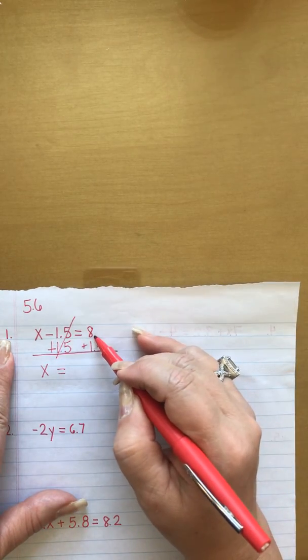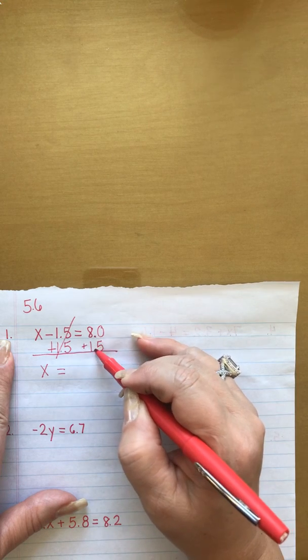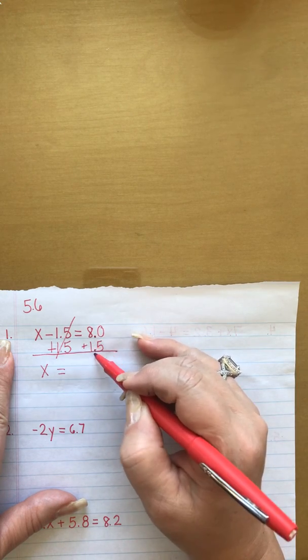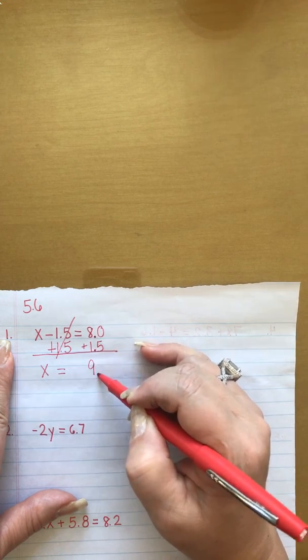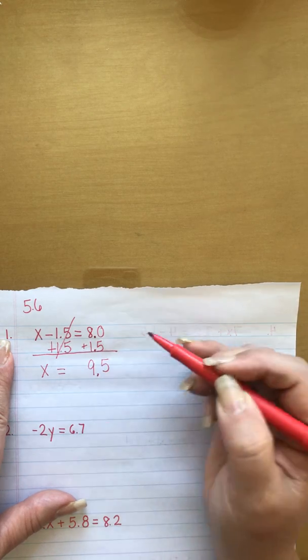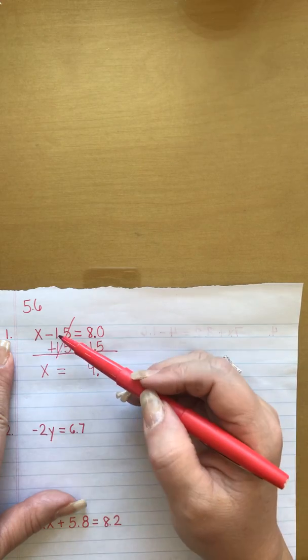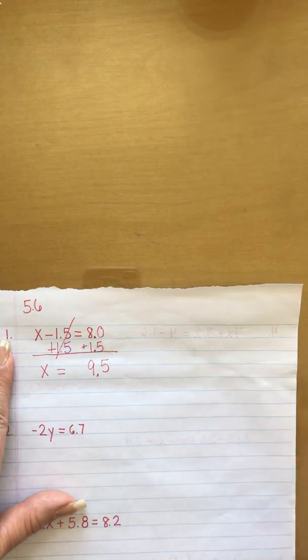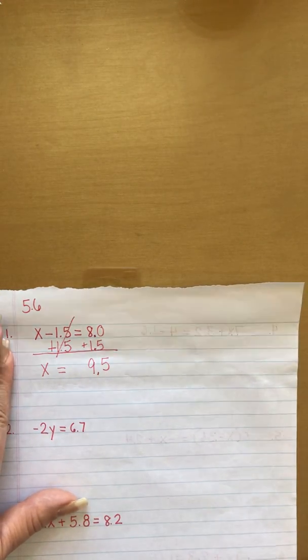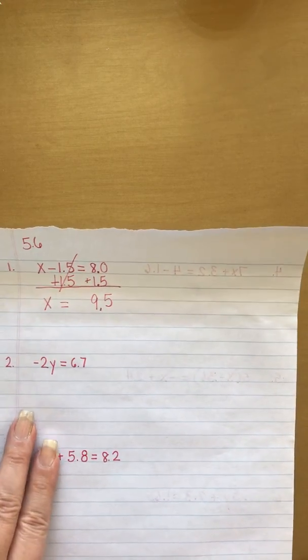And you use the rule of how you add or subtract decimals. You keep them lined up, and when you add this you get 9.5. And you can check this. Plug 9.5 in for x and subtract 1.5, you should get 8.0. The next one, a simple division problem.